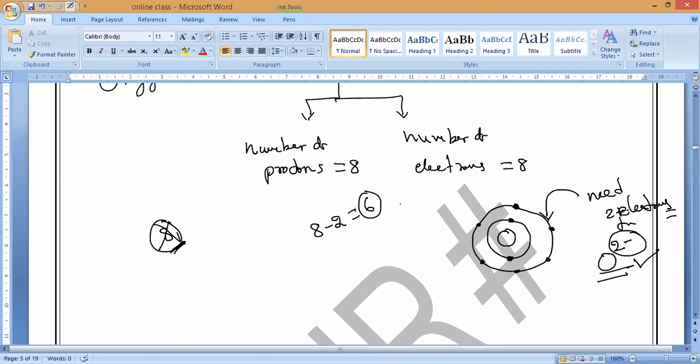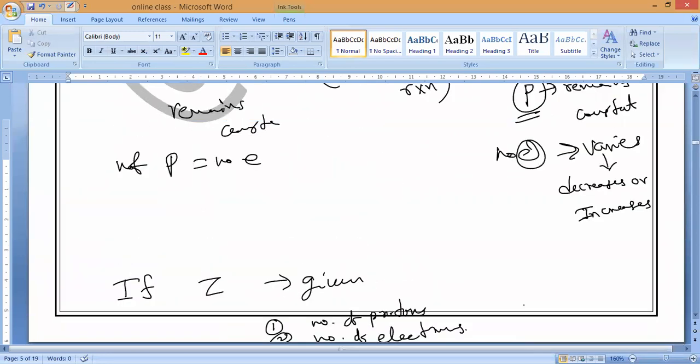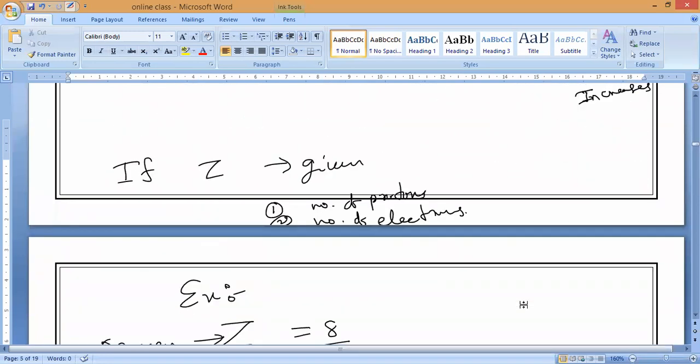So if you know the atomic number, we can draw the structure of the atom also, but we cannot conclude the number of neutrons. The number of neutrons we will study next. In atomic number we never talk about neutrons. We only talk about protons as well as electrons. Understand? This is what we call the atomic number.